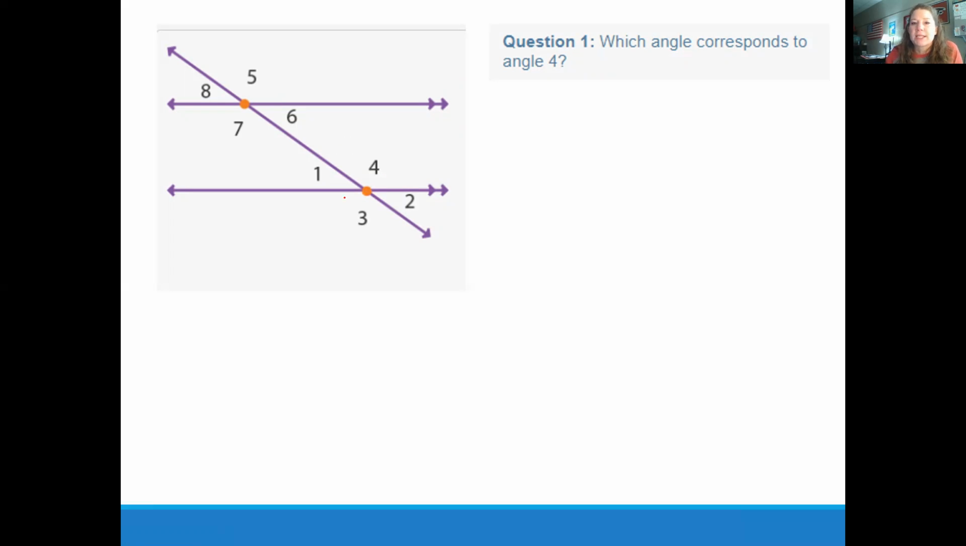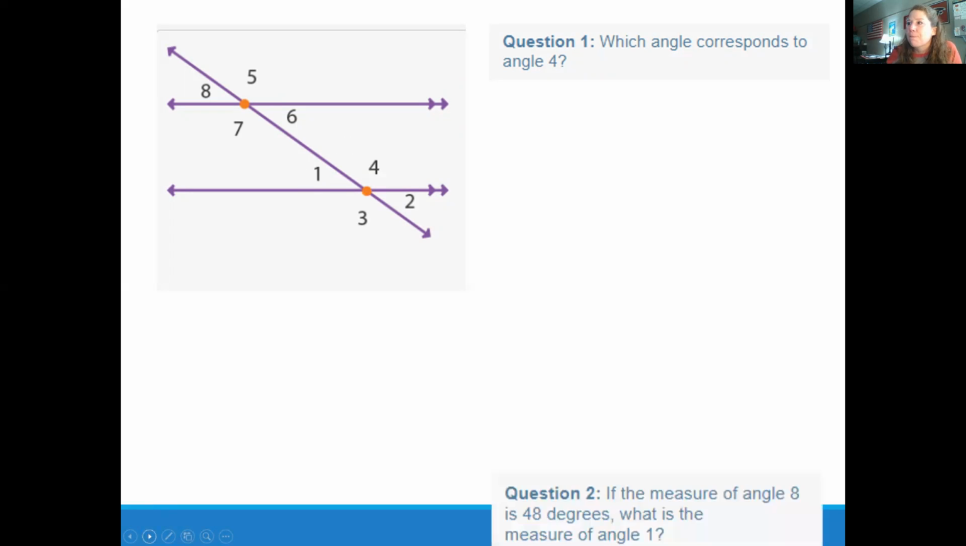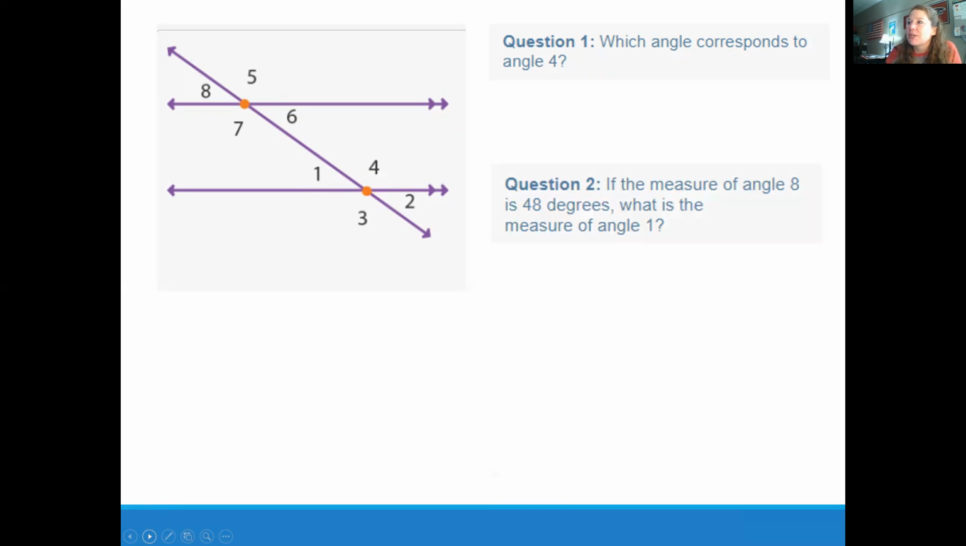What else is corresponding and congruent? 1 and 8, 2 and 6, 3 and 7. Question 2, if the measure of angle 8 is 48 degrees, so this one's 48 degrees, now we can find the rest of all of the other angles. It asks about angle 1. Well, 8 and 1 are corresponding, and corresponding angles are congruent. Well, what else do we know? Well, we know that 8 and 6 are vertical angles and they're equal. So 6 is also 48.